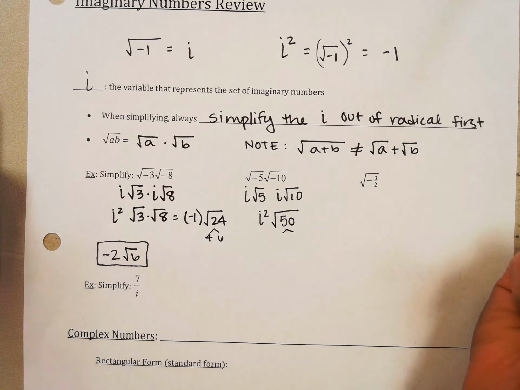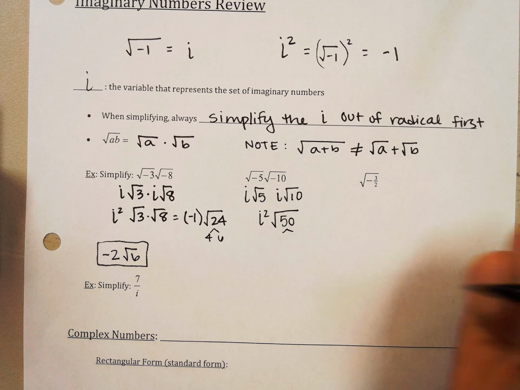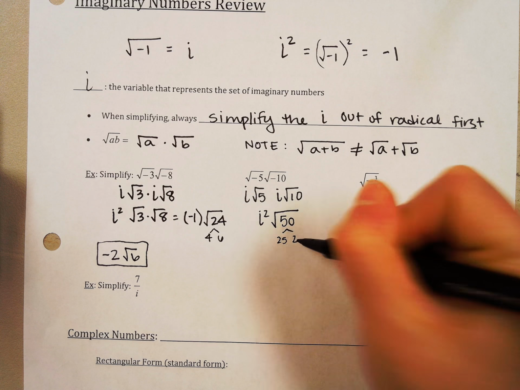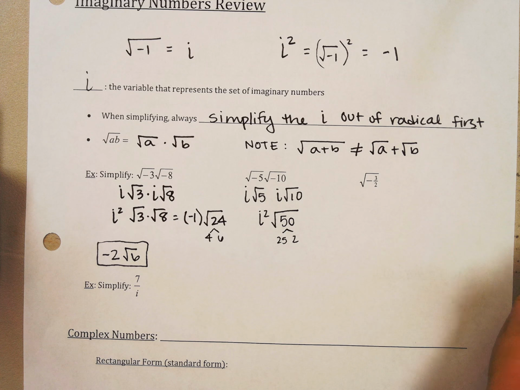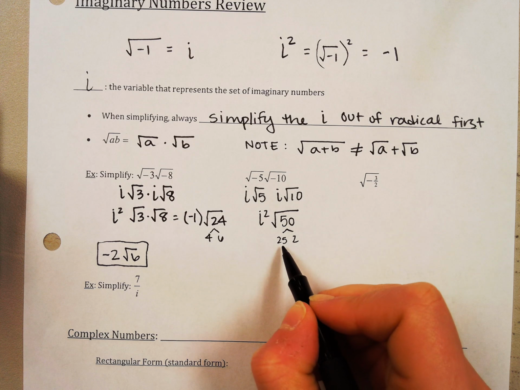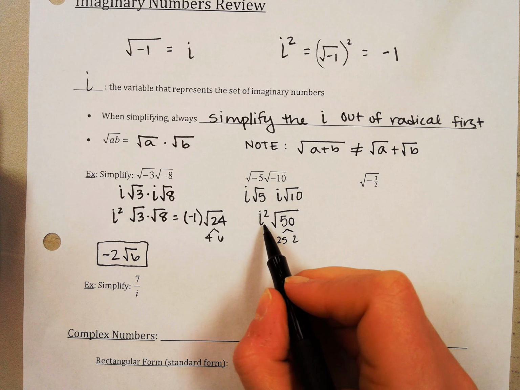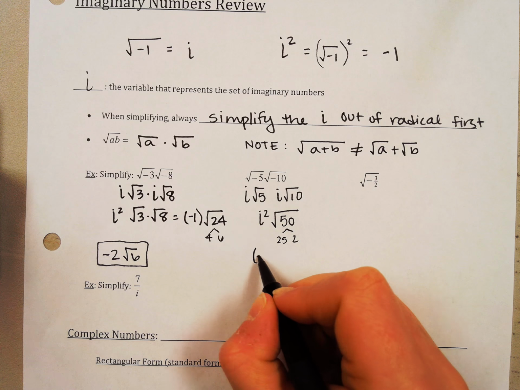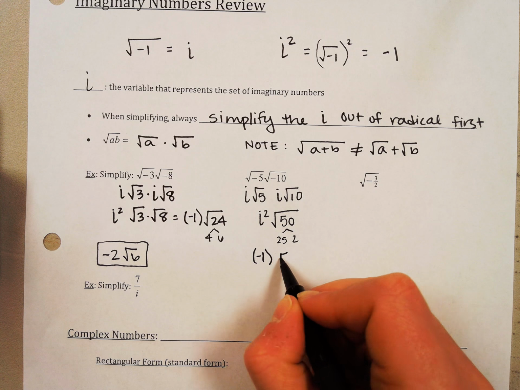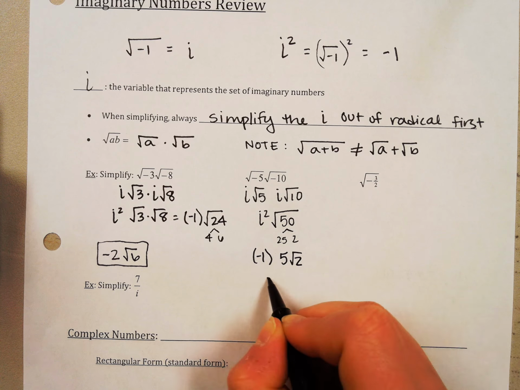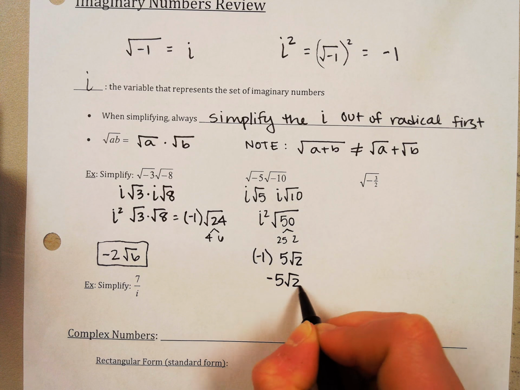I like to look for the biggest square numbers that you can put into that. So 25 is something that I can divide into 50, or that 50 goes into 25 two different times. Sorry, 25 goes into 50, said that backwards, two different times. And I can take the square root of 25 and get 5. I have this i squared here, so that's going to be -1. This will end up being 5 root 2. So -5 root 2 is our final answer.